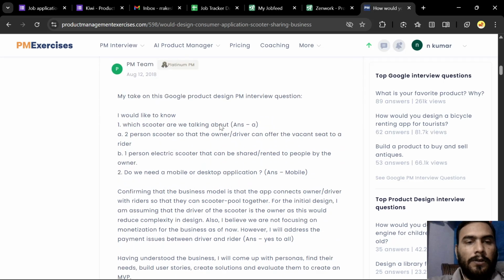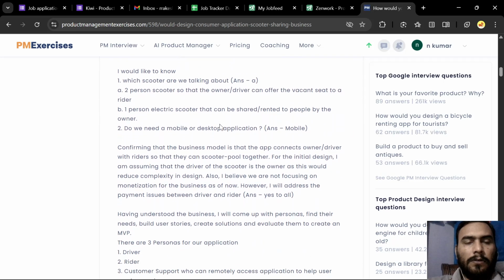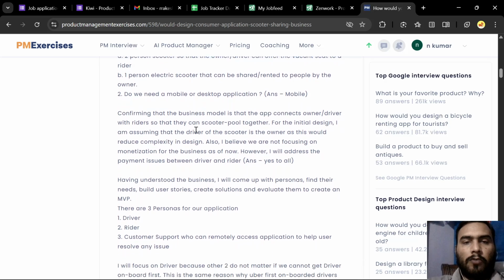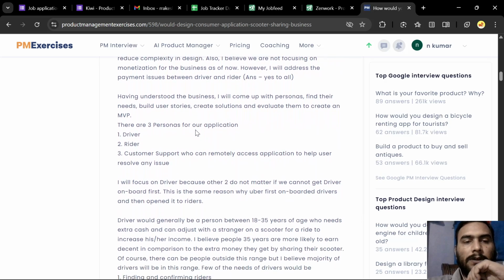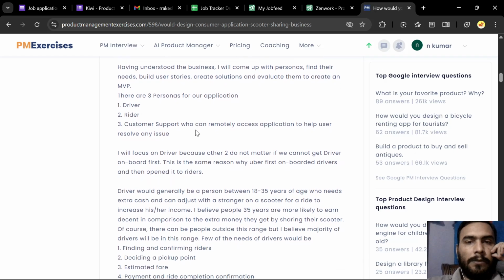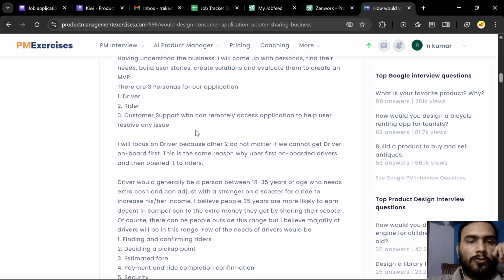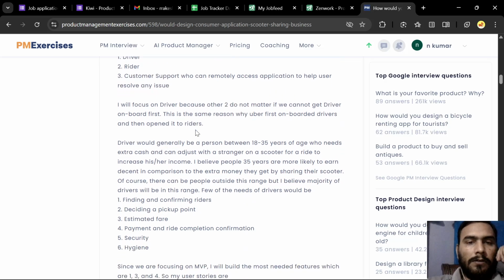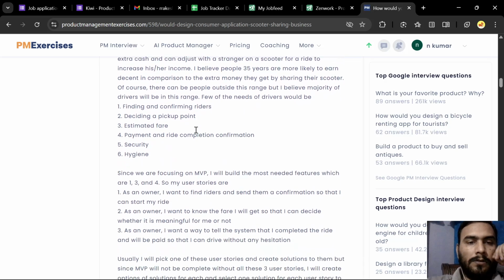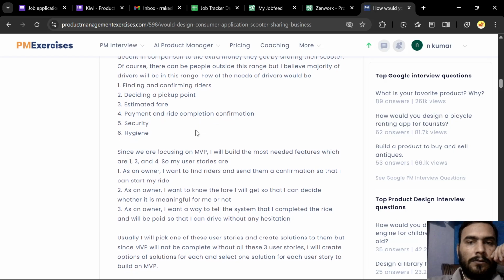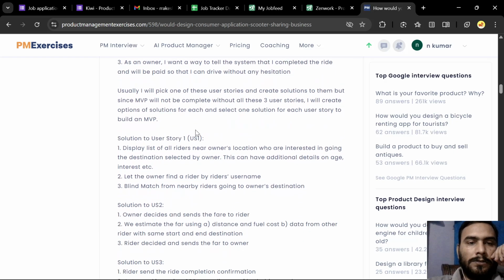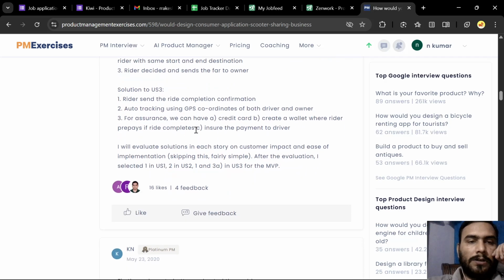So this is the clarifying question part: which scooter are we talking about, two person, one person, or what is the desktop application that we have asked. And second is the MVP. There are three personas: driver, rider. I'll focus on the driver. Then there is a driver need. Then there is a user story part.